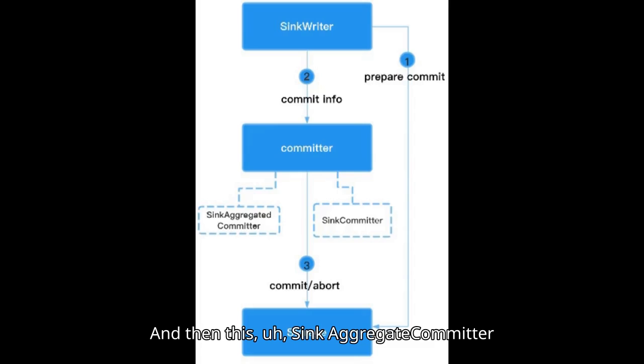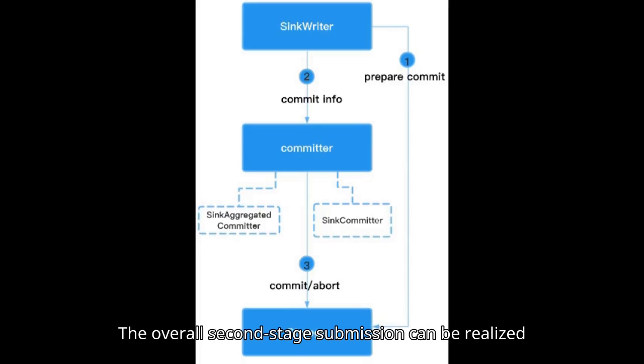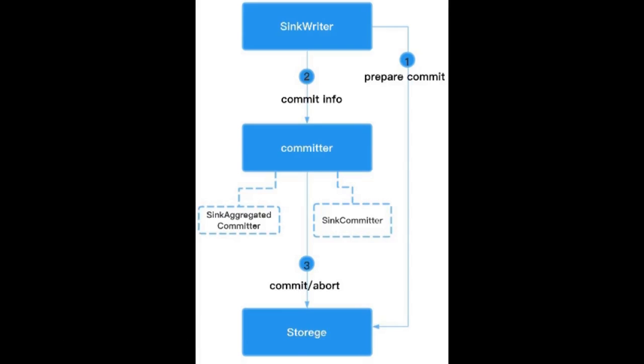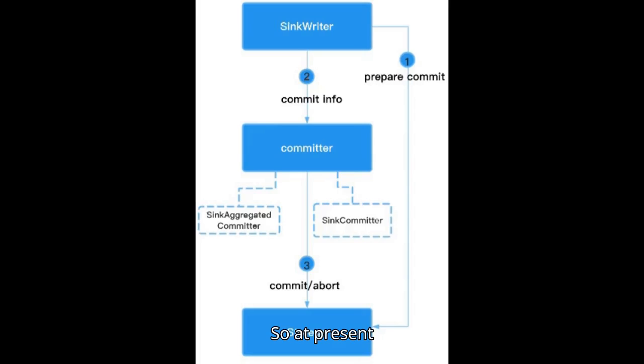And then the sink aggregated committer is, first of all, a single parallelism. It will summarize the committer info of all the upstream subtasks. The overall second stage submission can be realized, that is, either all succeed or all fail. The problem of inconsistent state caused by partial failure in the second stage can be avoided. So at present, the community gives priority to using the sink aggregated committer. Make it your first choice.